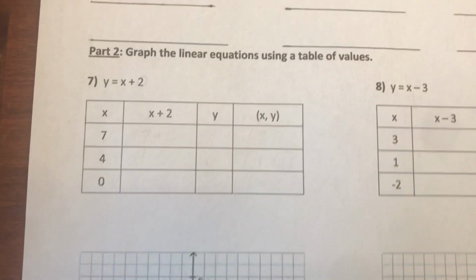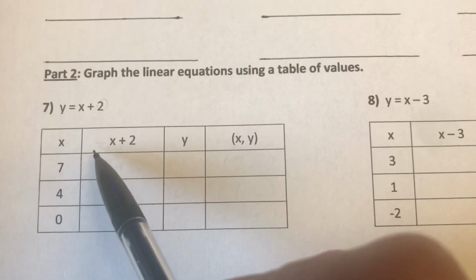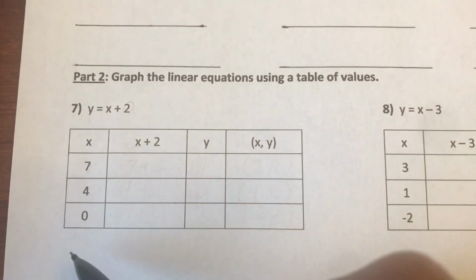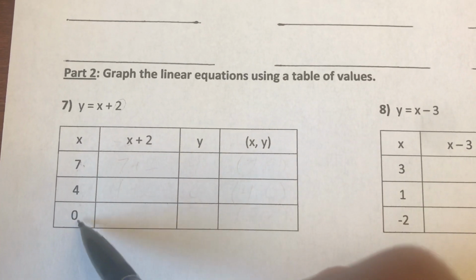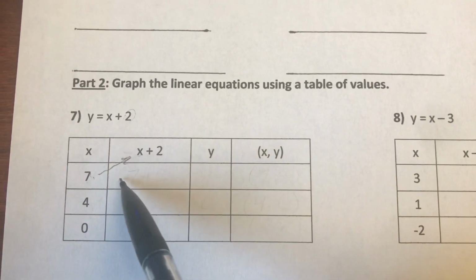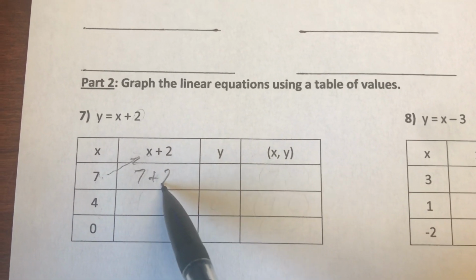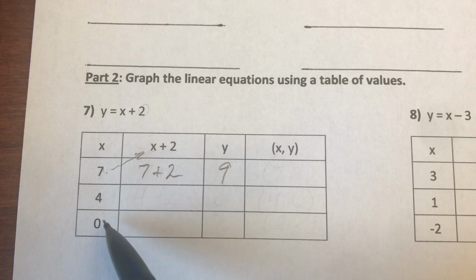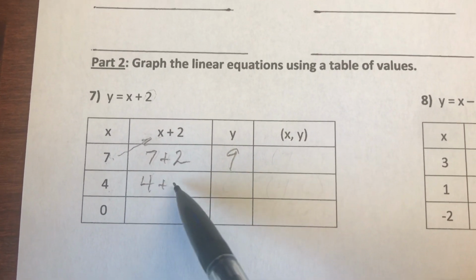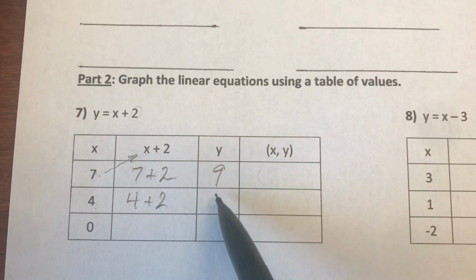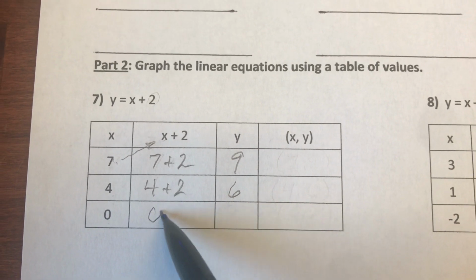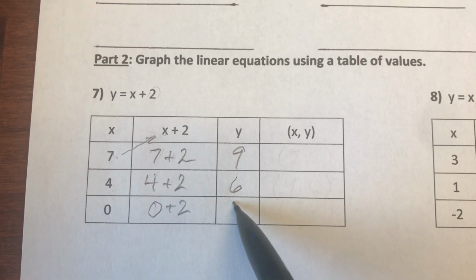Okay, let's jump down to this table. This will go a little faster. So the equation is y equals x plus 2. Well, I'm given 3 x numbers. So I put these x numbers in for x. So instead of x plus 2, I'll just put the 7 in there. 7 plus 2, which of course is 9. Simple math. Now I put the 4 in for x. I get 6. And you realize if I put 0 in there, 0 plus 2 is 2.